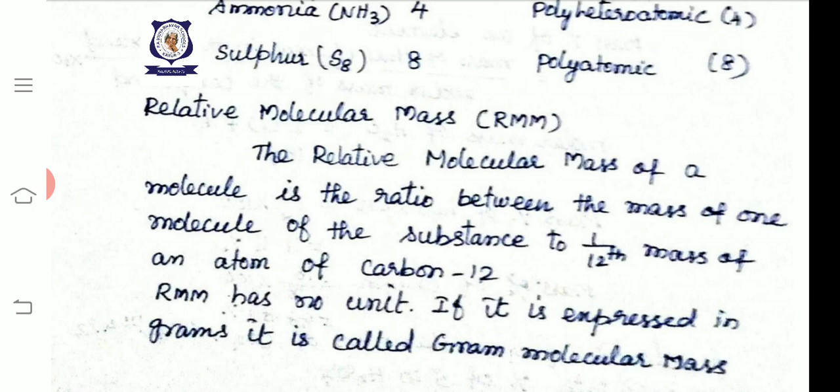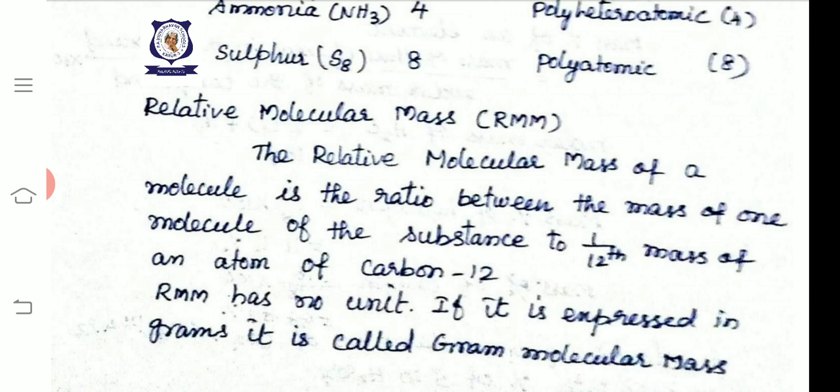Just like relative atomic mass, there we compare the mass of an atom with 1 by 12 part of a carbon 12 atom. Here we compare the mass of a molecule of an element to 1 by 12th mass of a carbon 12 atom. It is called relative molecular mass.